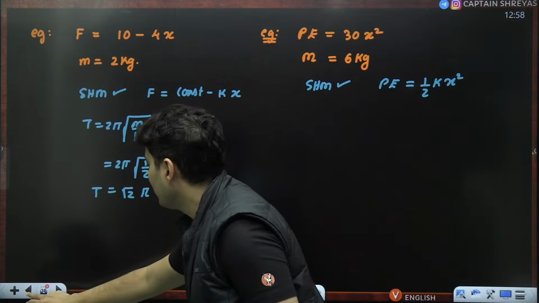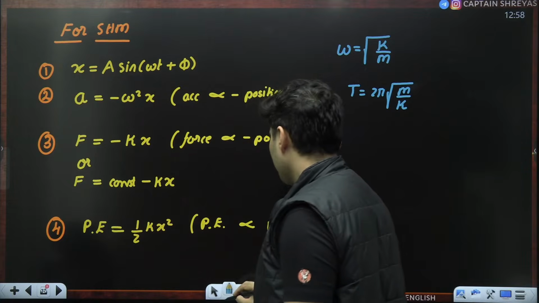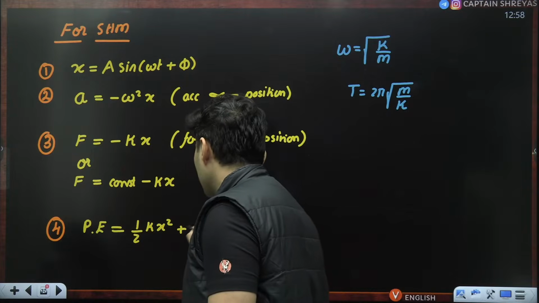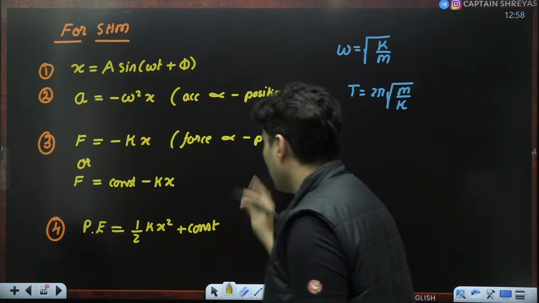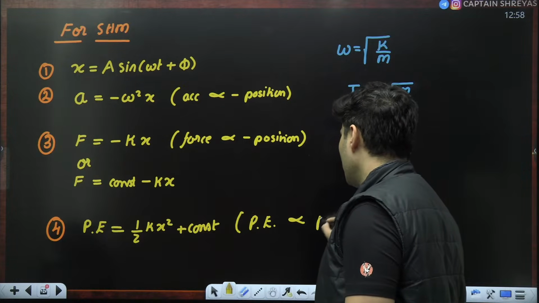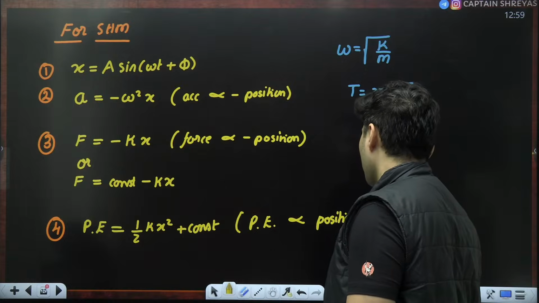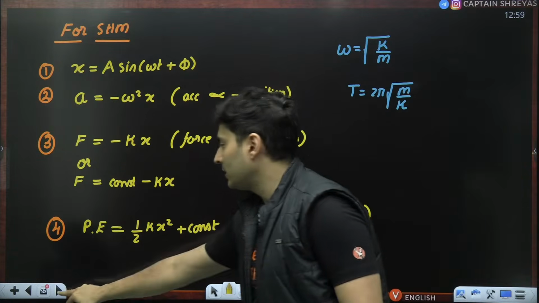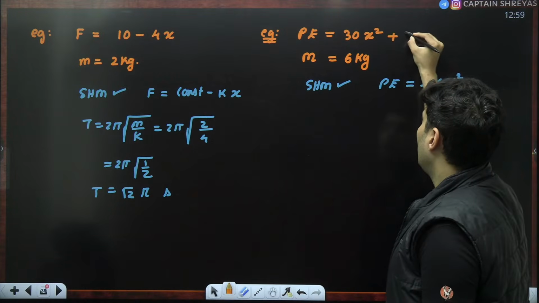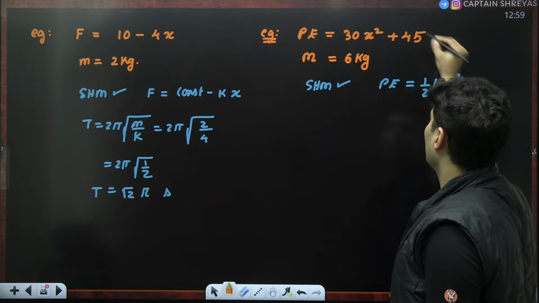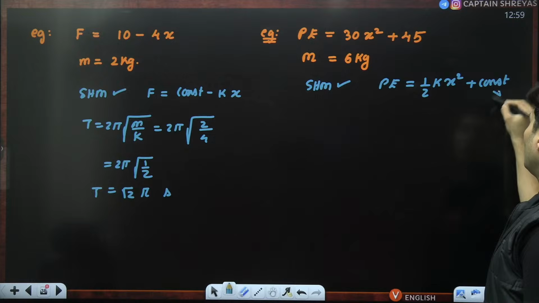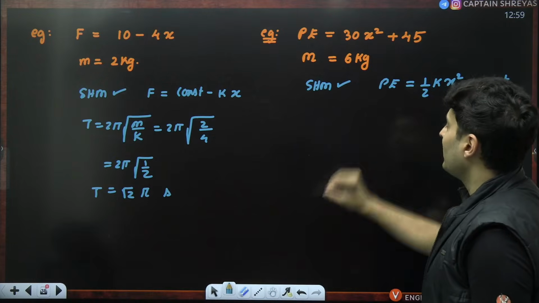By the way, even if there is a constant, don't get scared over here. Just say, for example, even if half k x square plus some constant is there, don't worry about that constant as long as your potential energy is proportional to the square of the position. Forget that constant. So even if it was 30x square plus 45, don't worry about that 45. Just remember, it is just some constant. You don't have to worry about it. Just worry about this half kx square.